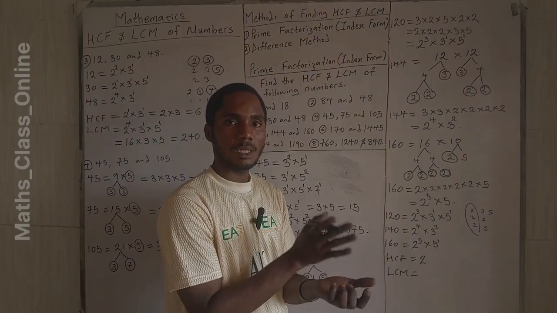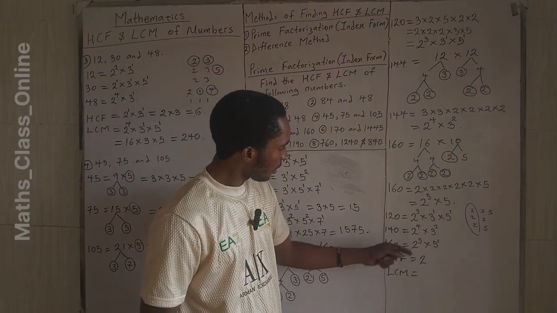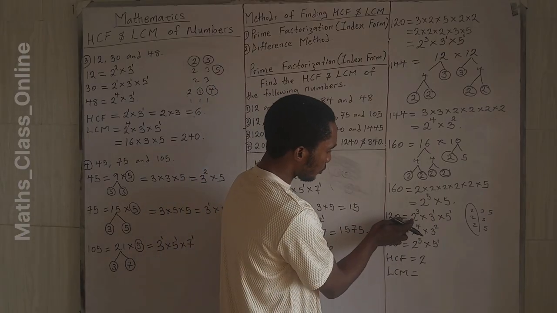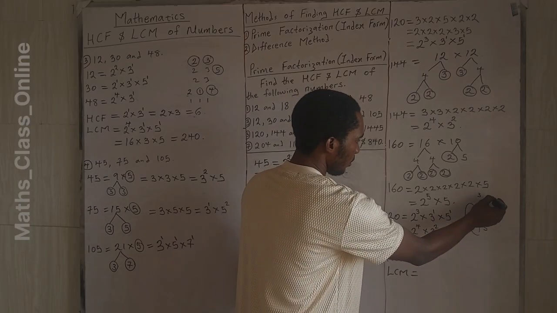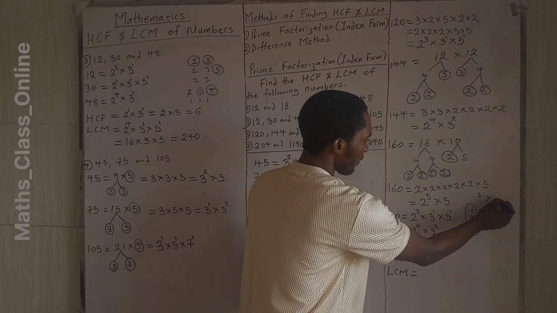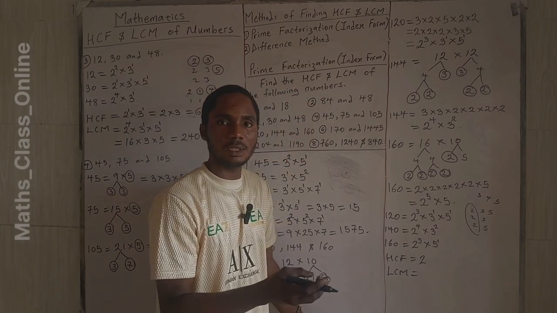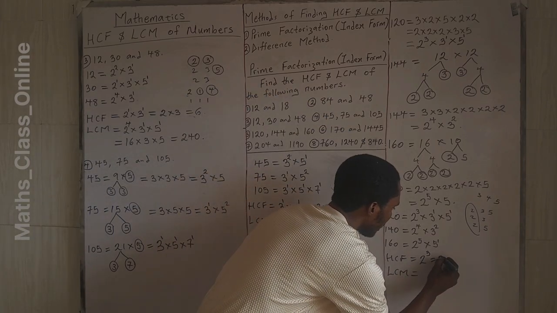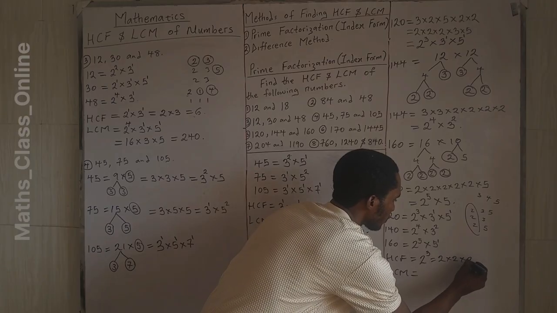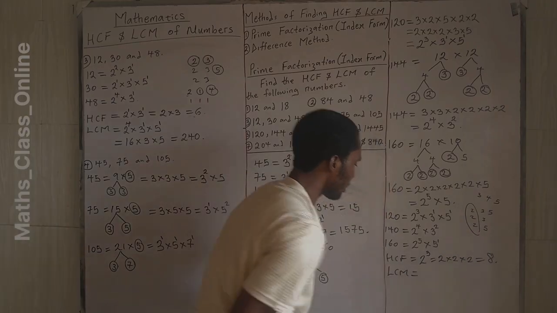HCF is what? The least power. The power of 2 here is what? 3. Power of 2 here is what? 4. Power of 2 here is what? 5. Which one is the least between 3, 4, 5? That is 3. So we are going to have 2 raised to the power 3, and that is 2 times 2 times 2, which is equal to 8.